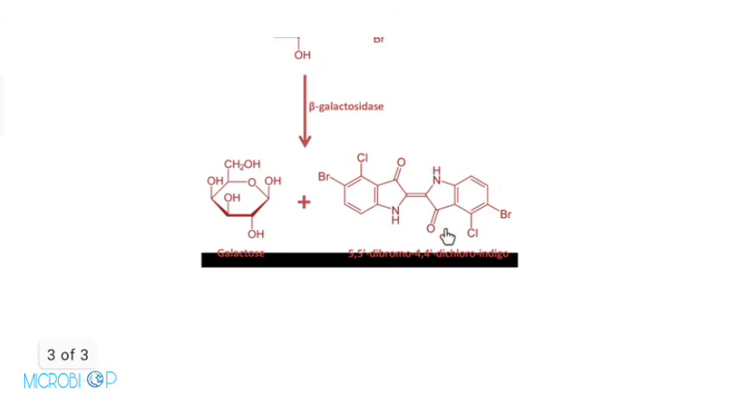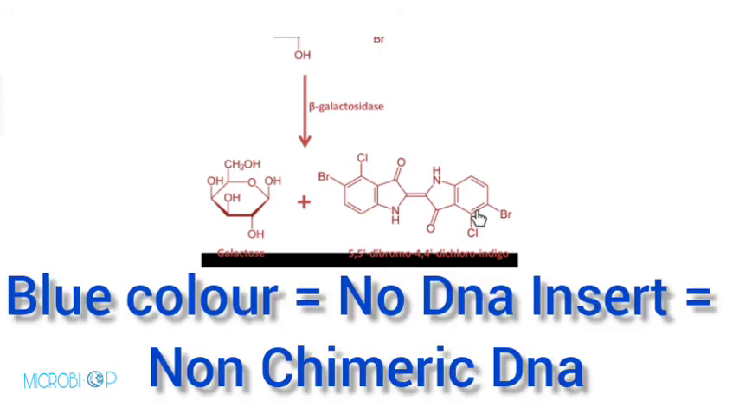Now this compound is blue colored, and what does this blue color production mean? It means that the N terminal of the plasmid has not been cut by any restriction endonuclease in the MCS, and no DNA insert has been added. The plasmid is blank, or just like before.